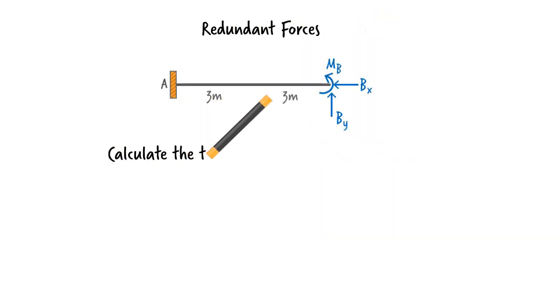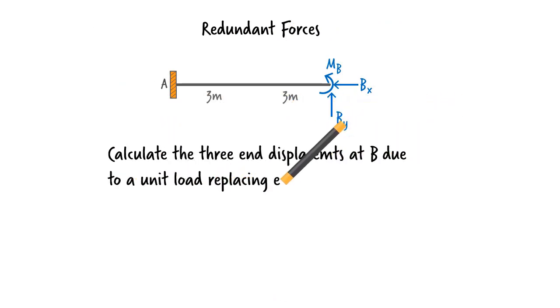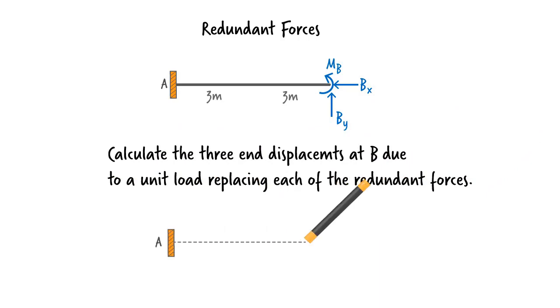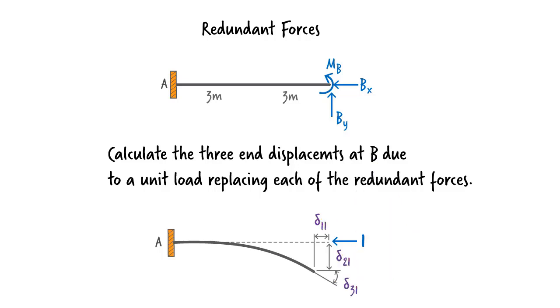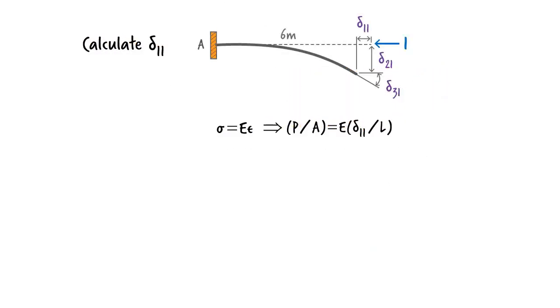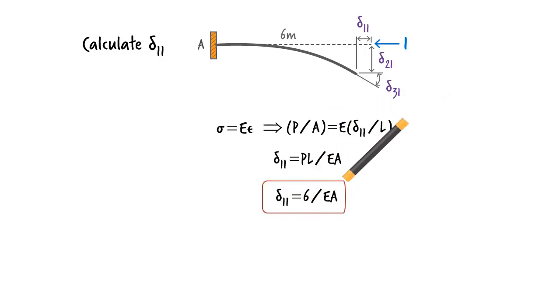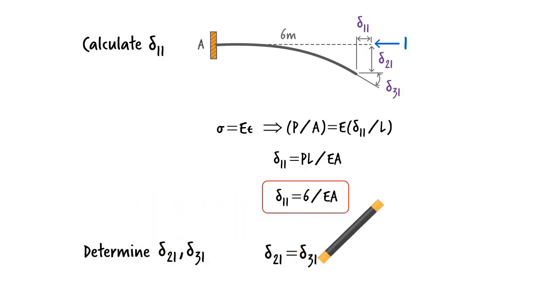Since we have 3 redundant forces, we need to replace each one with a unit load. Then, we calculate the 3 displacements that result. Let's start by replacing Bx with unit load. We are going to refer to the 3 displacements as delta 1 1, delta 2 1, and delta 3 1. Delta 1 1 can be determined using the stress-strain relationship, like this. So, delta 1 1 equals 6 over EA. Since an axial force does not cause vertical deflection or rotation in beams, then delta 2 1 and delta 3 1 equal 0.